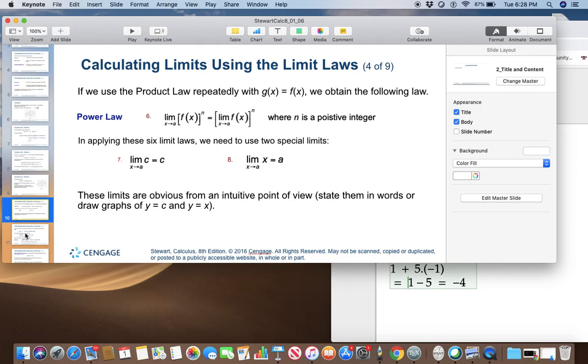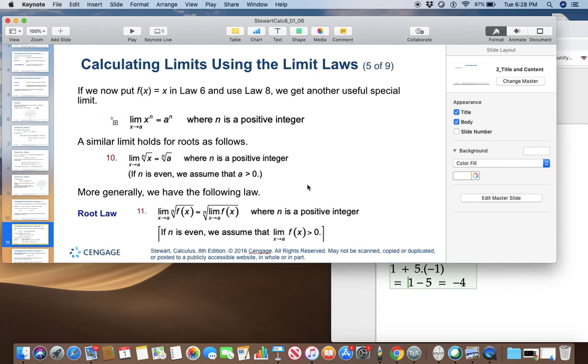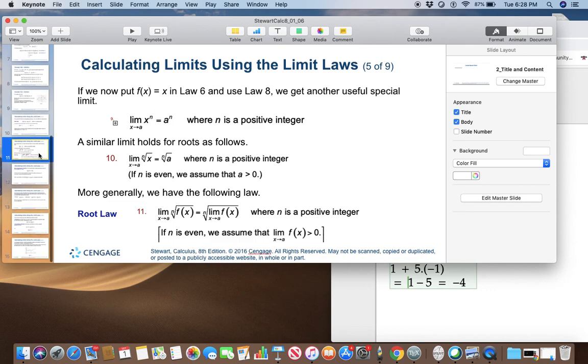All right. Next are, so this is power, this is root, and which brings us to the root law. I will come to these laws in the next video. Until then.